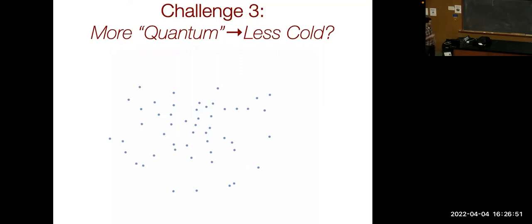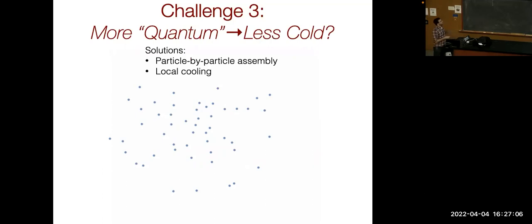So anyway, the question is, how do we maintain the ability of the system to become entangled, even in the presence of something that allows us to cool towards the many-body ground state? So there are a number of answers here. One solution is sort of particle by particle assembly to the lowest energy states. Another, which sort of looks a little bit like a quantum computer, you're pi pulsing particles into the low energy states of the system. Another possibility is local cooling.